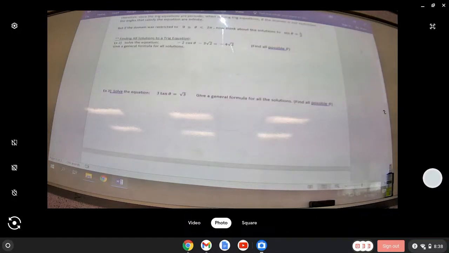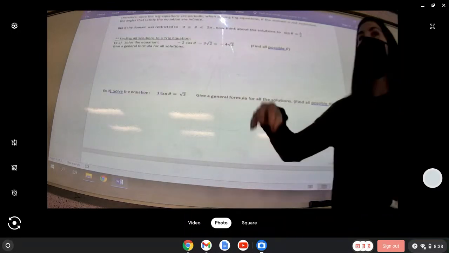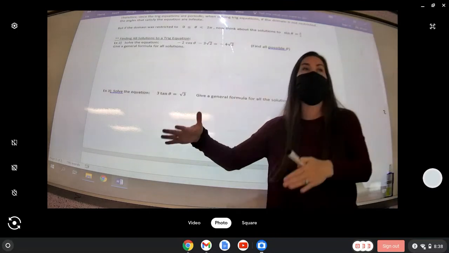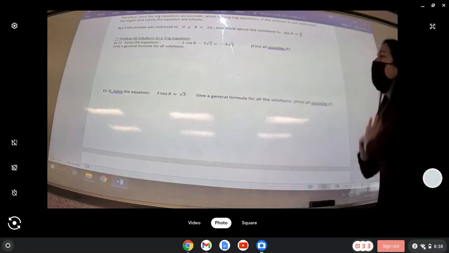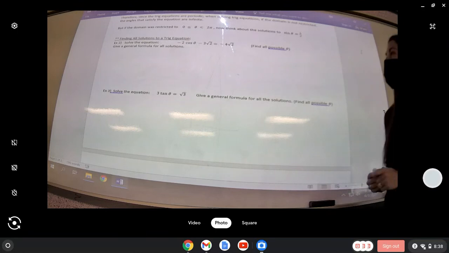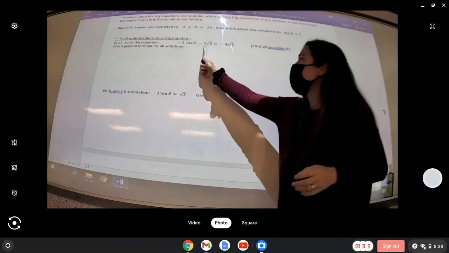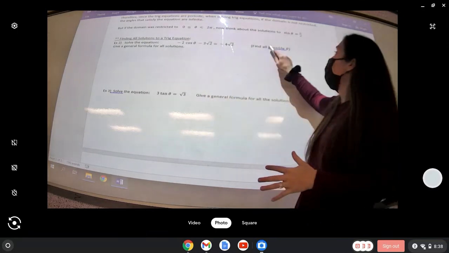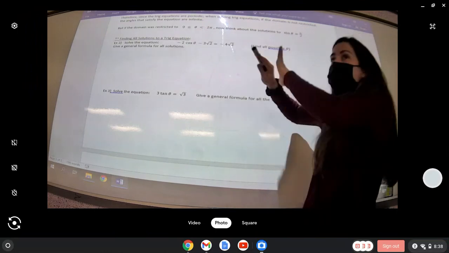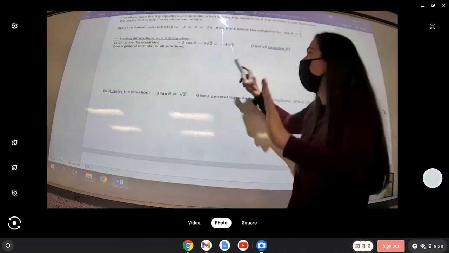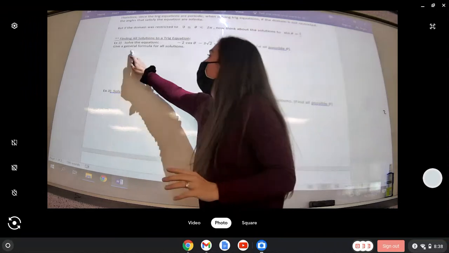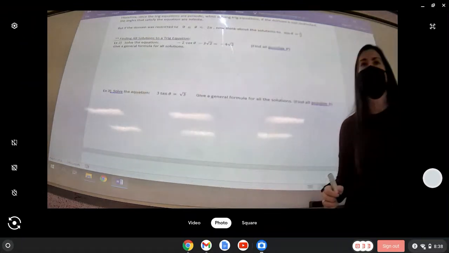All right, so we're going to start with the ones that are not restricted. We're going to start with the ones that get infinitely many answers first. All right, so finding all solutions to a trig equation. Solve the equation right here for theta. Find all possible theta, right? They have not restricted the domain, so all theta that could make this equation true, and they want you to give a general formula for all your solutions.